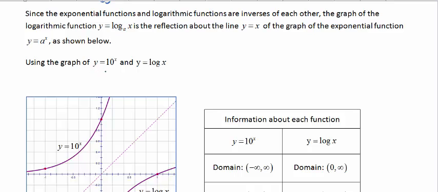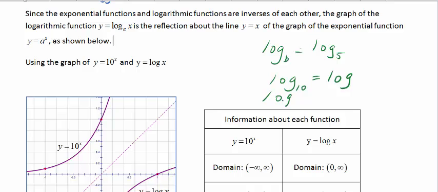Use the graph of y equals 10 to the x and y equals log x. So they jump right in without telling you that. We've been talking about log base b, and so we could say log base 5, etc. But if you wanted to say log base 10, they're just going to say log, no base. Also, we learned about the number e last time. Log base e is going to be natural log. So those are two things that are important for you to remember.